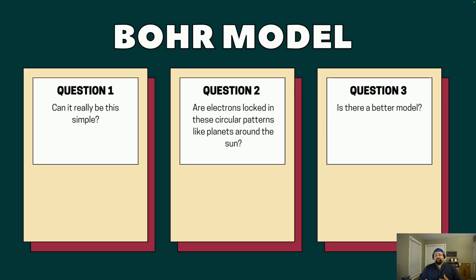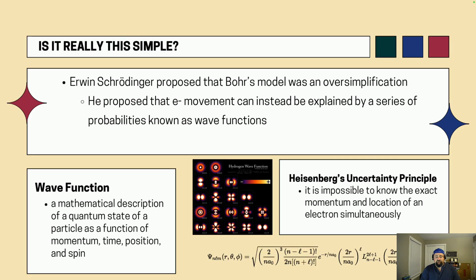And that kind of brings us to where we're at, which is these questions about the Bohr model. Can it really be that simple? Are these electrons locked into these circular orbits? And is there a better model? And when we start thinking about that concept of, well, if light can behave like a particle, not just a wave, then can a particle act like a wave and not just a particle? And that kind of brings us into Erwin Schrödinger and his proposal for the model of the atom.